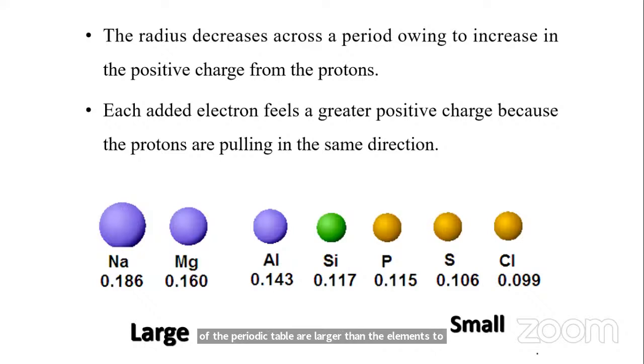So each element in the period feels a greater positive charge, and that is because the nucleus is pulling the electrons that are present in the valence shell more.